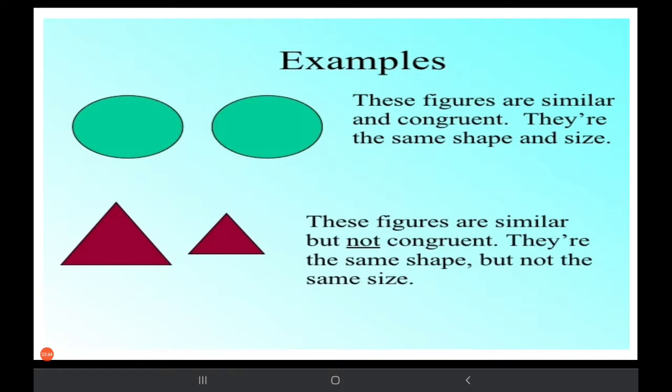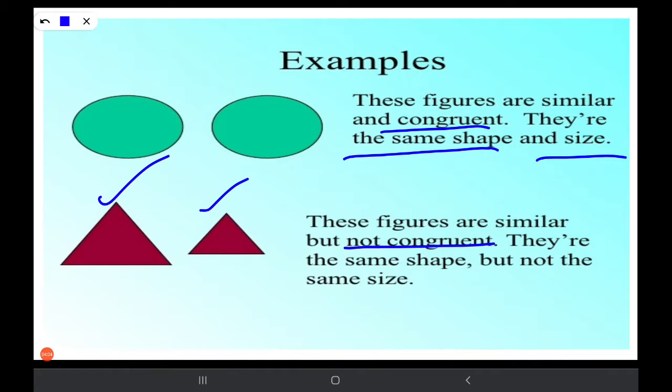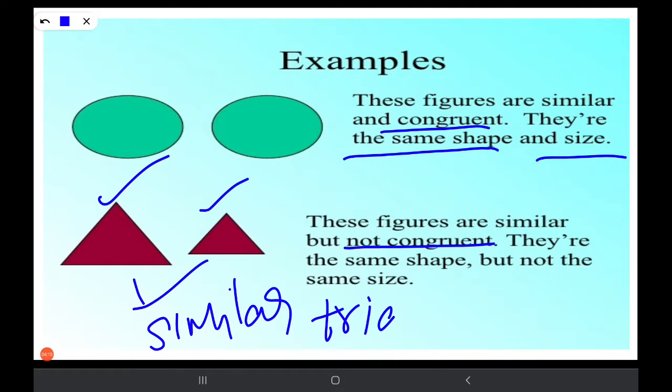So these two figures are in same shape and same size, so that they are congruent. Okay, they are same shape and size, right? Coming to these triangles, these two are same shape but different in sizes. So they are not congruent, what we can call them? Similar triangles.